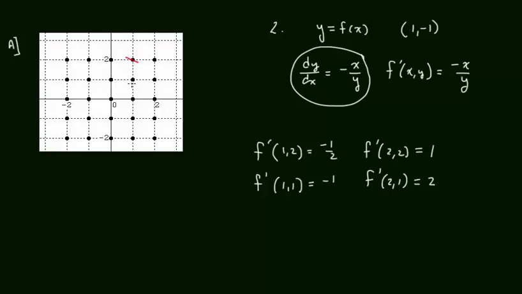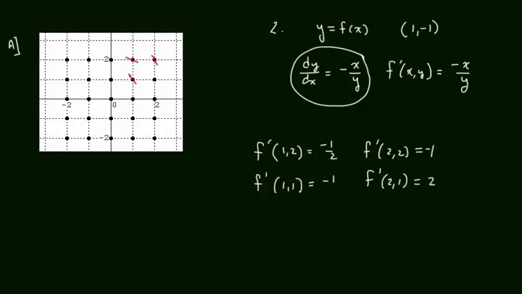At 1, 1, the slope is -1, so a little bit more steep, but in the negative direction. At the point 2, 2, the slope is supposed to be, I wrote 1, it's supposed to be -1. Let me fix that. There we go. So the slope of -1.